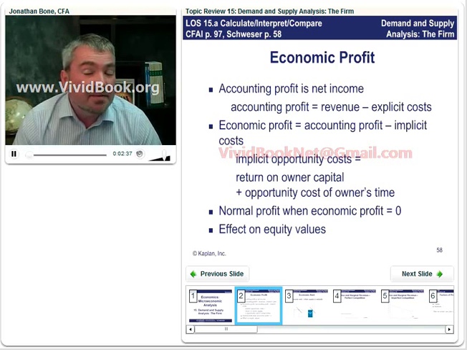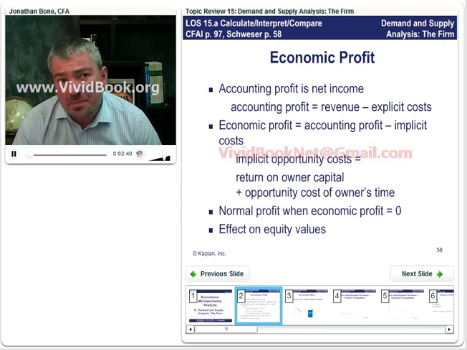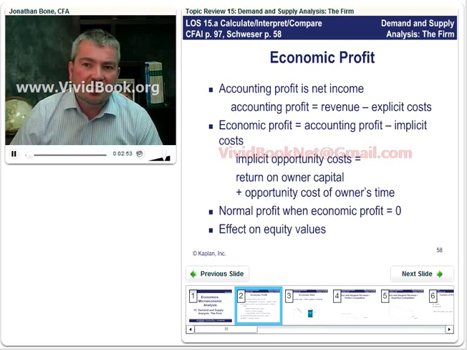The effect on equity values, well, if economic profits are positive, the firm's stock price should start to rise. Economic profit equals zero means we're meeting their required returns. Positive economic profit means we're exceeding investors' required returns, and therefore equity values should rise.